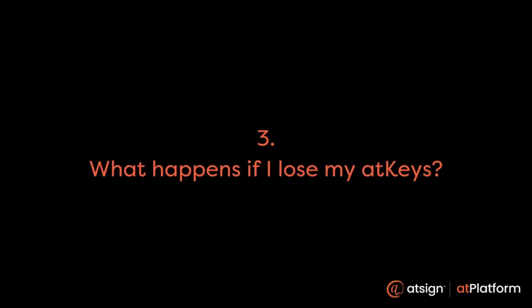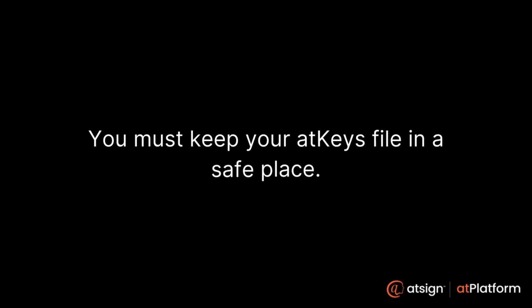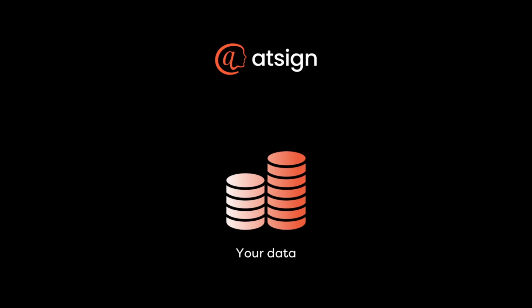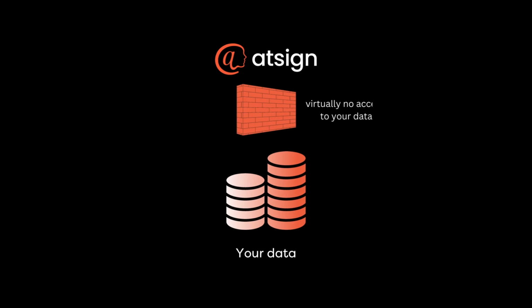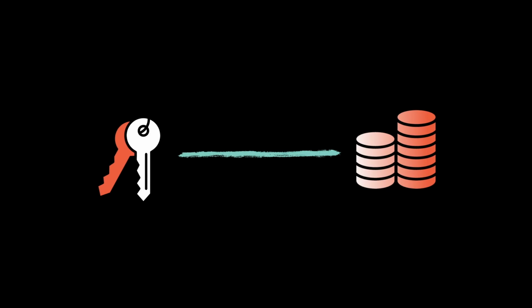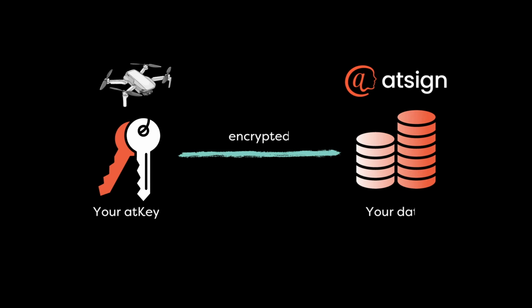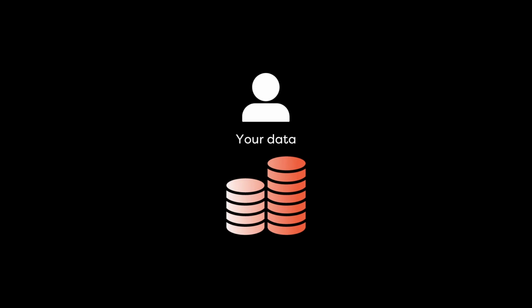Number 3. What happens if I lose my atKeys? You must keep your atKeys file in a safe place because if you lose it, nobody, not even @sign, can retrieve your data back. You are the sole owner of this unique key. An @sign cannot reset or replace your key to access your data for you. The data is encrypted with your keys and is impossible to decrypt without them. This was made by design so that you are the owner in complete control of your data.